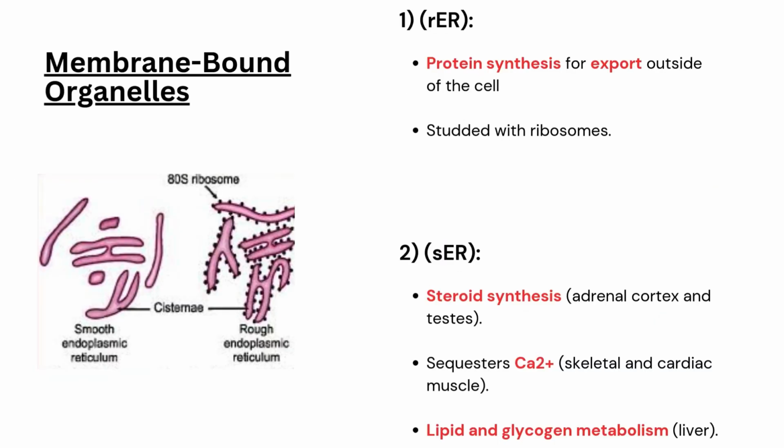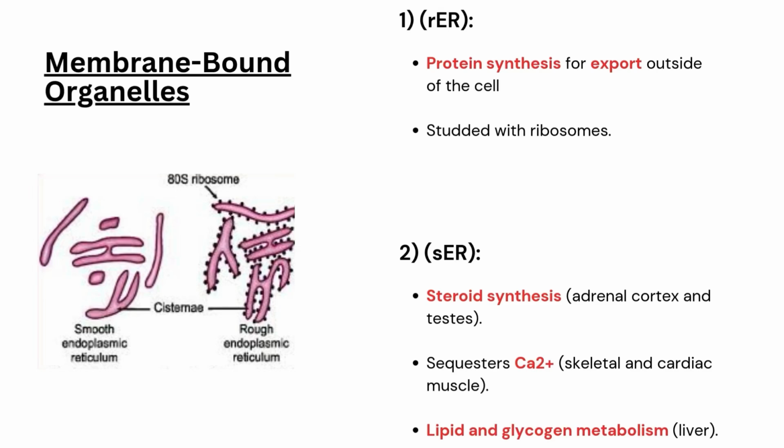Let's first talk about the membrane bound organelles of the cytoplasm. The first one is rough endoplasmic reticulum, commonly called RER. It is a site of protein synthesis for export outside the cell. And this rough endoplasmic reticulum, as we can see in the diagram, is studded with ribosomes.